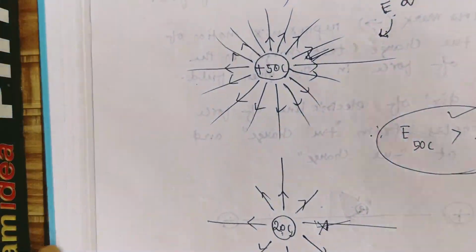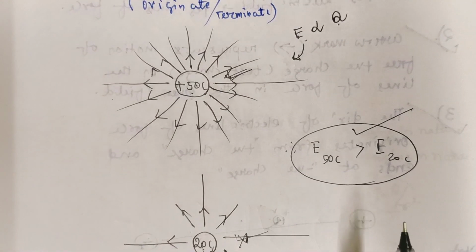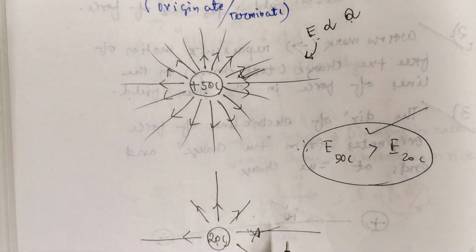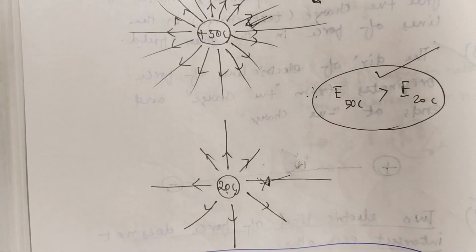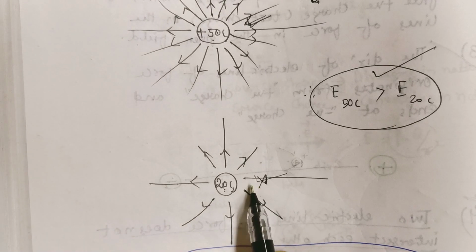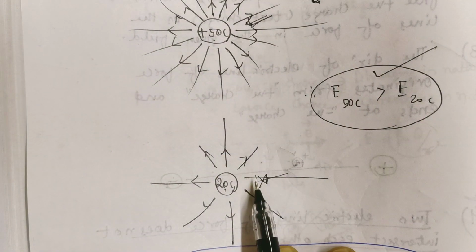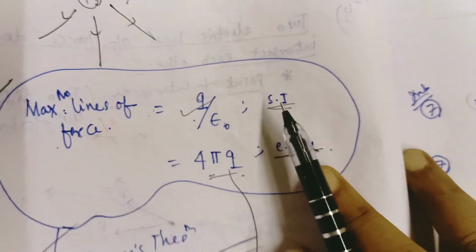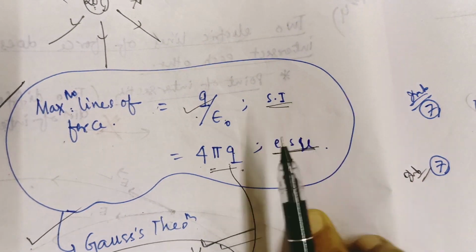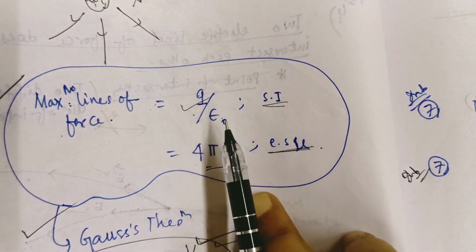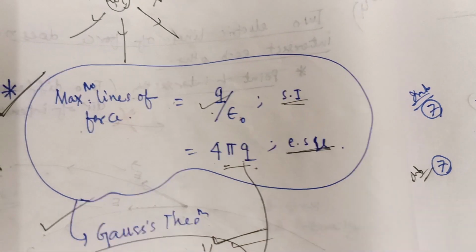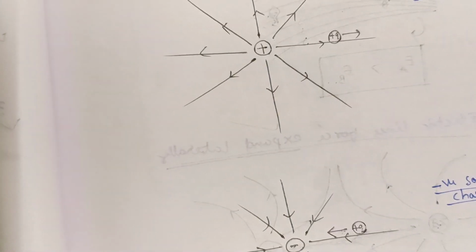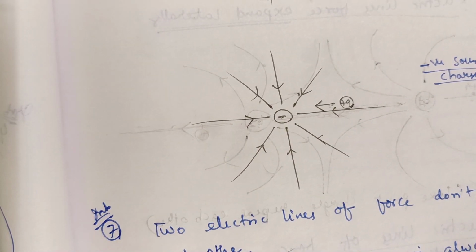Similarly, for a positive source charge, the nature of electric lines of force is diverging. If the charge is more, the lines of force are more. That means the magnitude of electric lines of force is directly proportional to the magnitude of the source charge. And there is a formula you should remember: the maximum number of lines of force originating or terminating from the charge q is q by epsilon 0 in the SI system, and 4 pi q in the CGS system. And the nature of electric lines of force is diverging for a positive source charge and converging for a negative source charge.